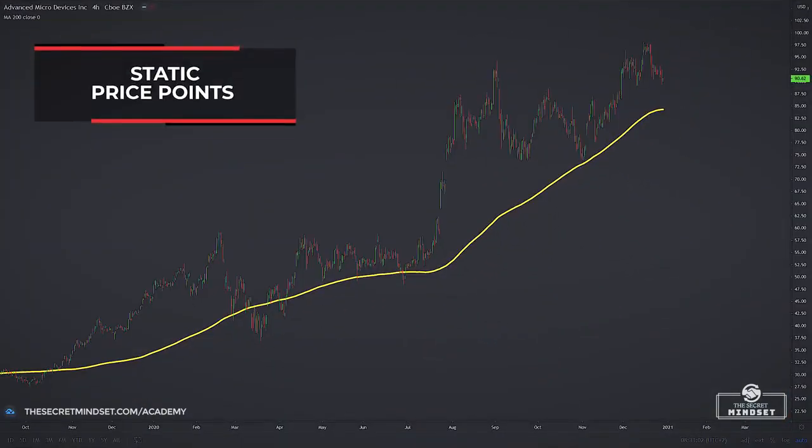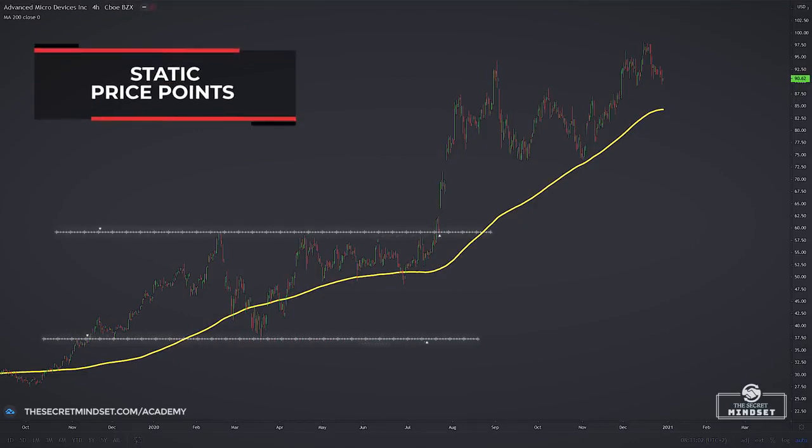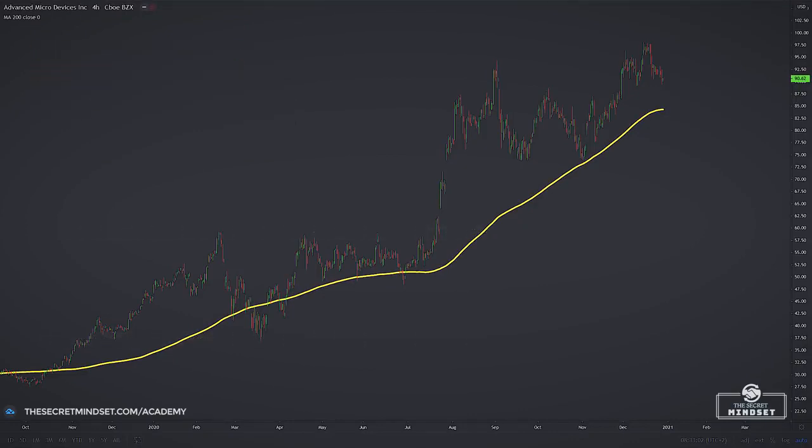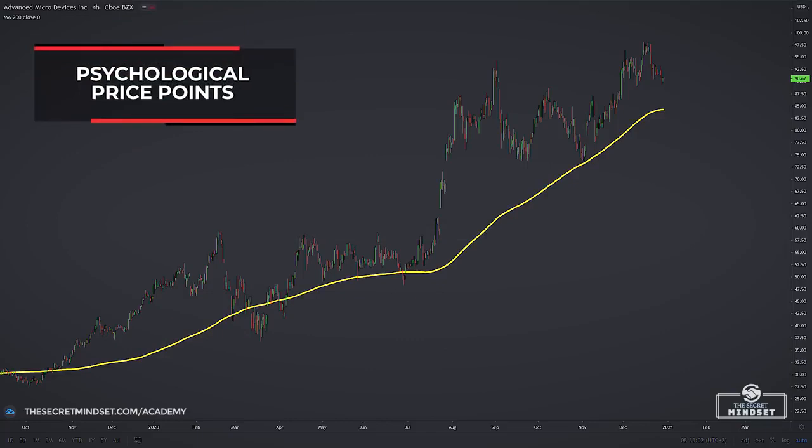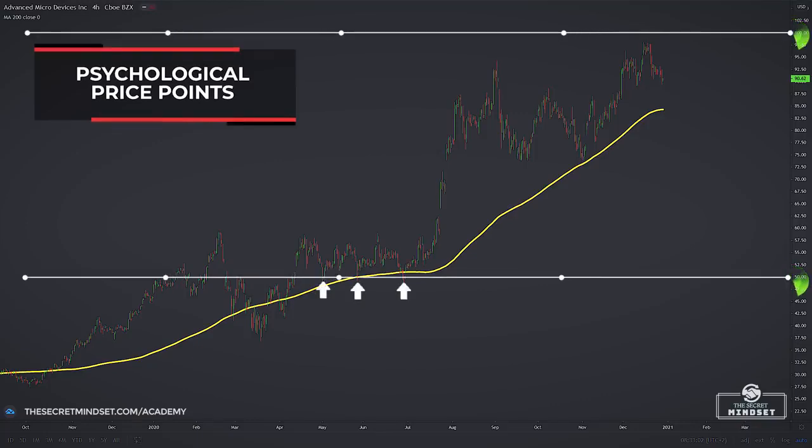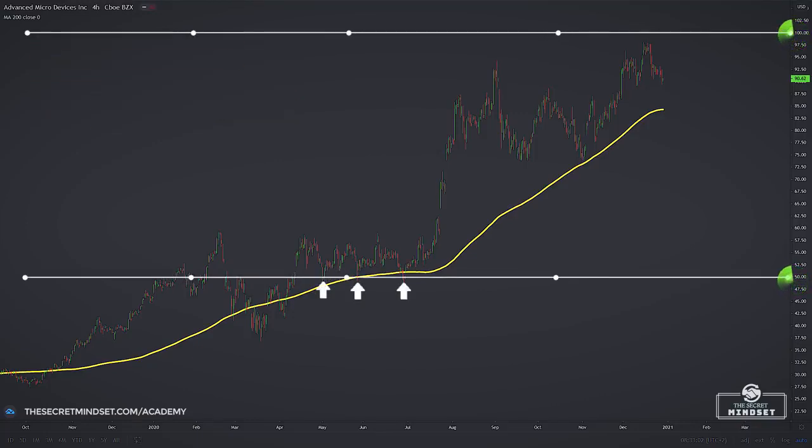First, we have static price points. A static price point can be any number where price has historically shown support or resistance. Then we have psychological price points, which are similar to static price points except they don't require any historical confirmation. For example, a stock trading at $98 may run into resistance at the price of $100 due to the psychology surrounding the change in price.